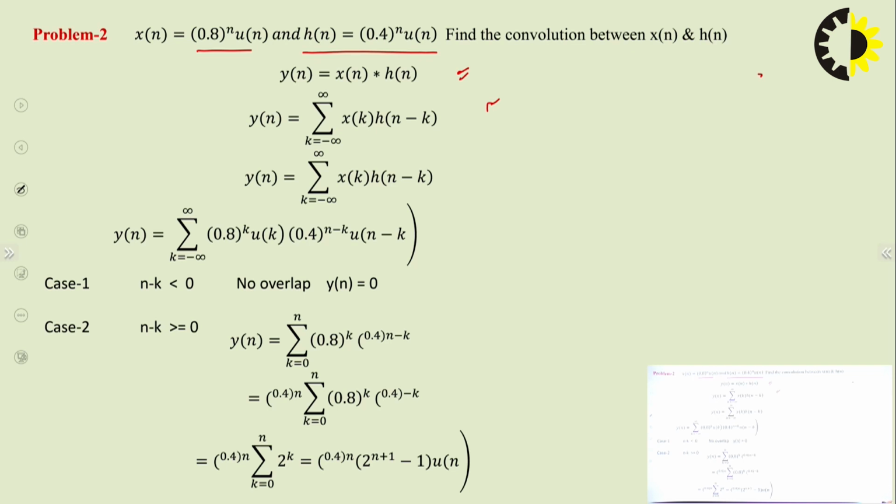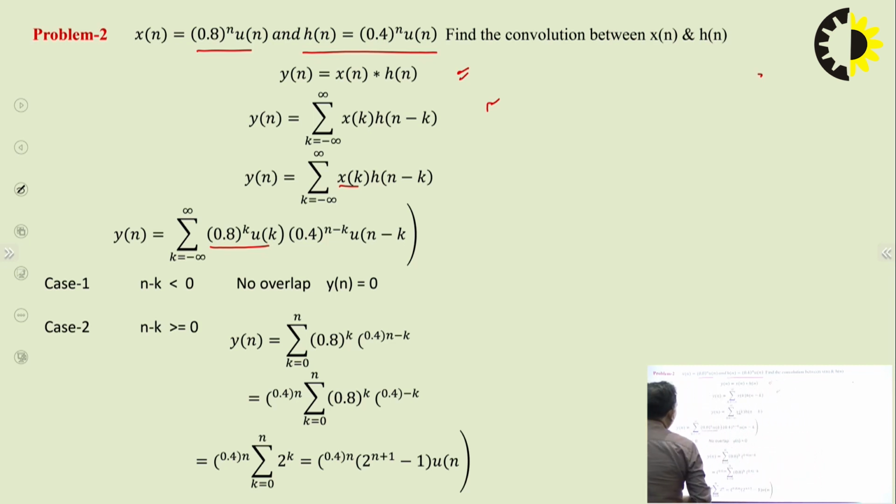Now we will put the values here. x[k] means you put n equals k in x[n], so you will get 0.8 to the power k u[k]. And here, for h[n minus k], you put n minus k in place of n, so you will get 0.4 to the power (n minus k) u[n minus k].